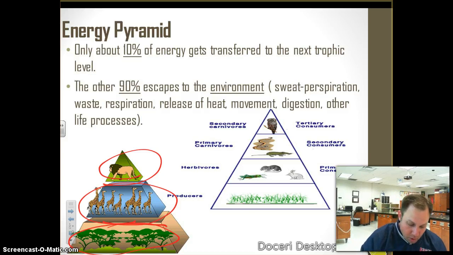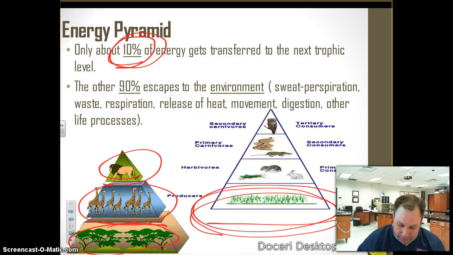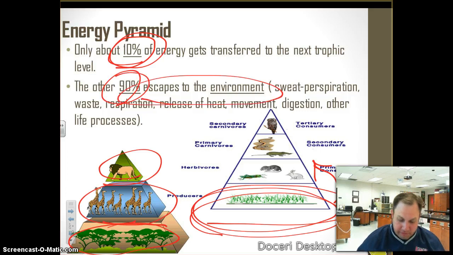Now, only 10% of the energy gets passed on from one level to the next. So we've got all this energy down here in this producer level. Only 10% of it is going to get passed on to the primary consumer level. Only 10%. That's a pretty small amount. Where does the other 90% go if it doesn't get passed on? Well, it just escapes into the environment. Sweat, perspiration, heat, waste, all of those things, that's where the other energy goes.